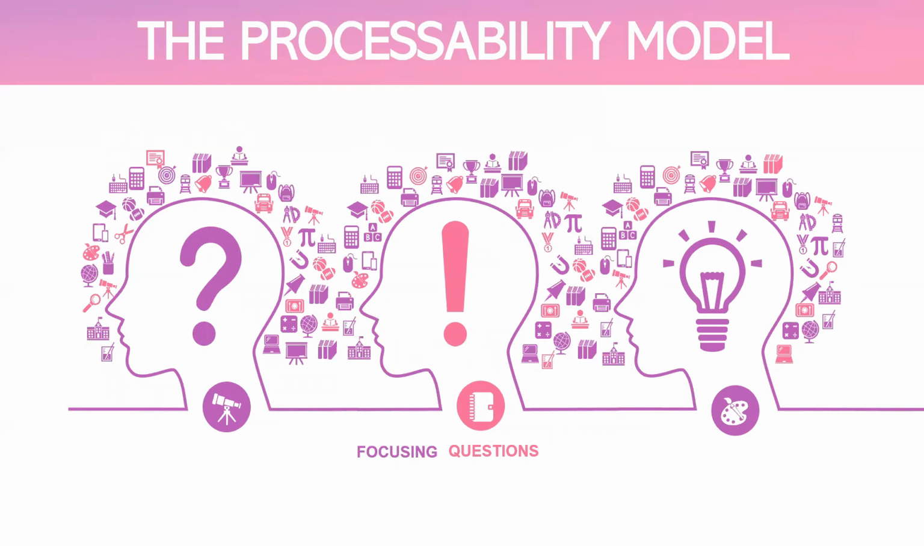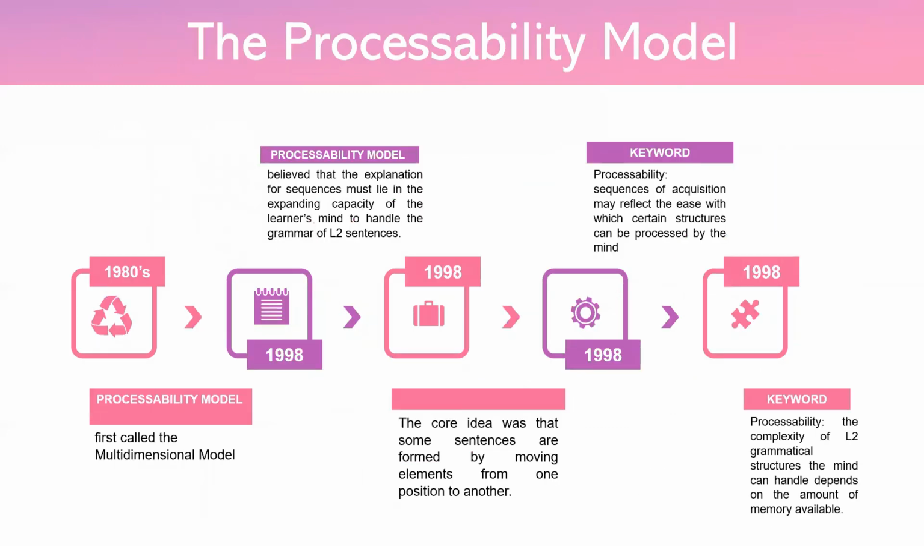Let's proceed with processability. It was first called the multidimensional model. Its proponents believe that the explanation for sequences must lie in the expanding capacity of the learner's mind to handle the grammar of L2 sentences. The core idea was that some sentences are formed by moving elements from one position to another. The keyword here, processability, means sequences of acquisition may reflect the ease with which certain structures can be processed by the mind. The complexity of L2 grammatical structures the mind can handle depends on the amount of memory available.